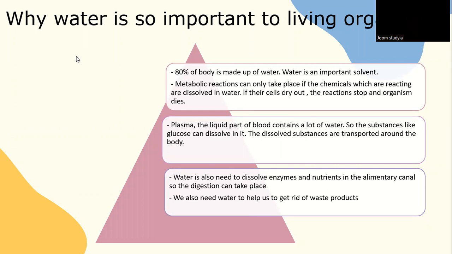Other than that, why is water important? Because plasma, the liquid part of the blood, contains a lot of water. So substances like glucose can dissolve in it, and the dissolved substances are transported around the body. On top of that, water is also needed to dissolve enzymes and nutrients in the alimentary canal so that digestion can take place. We also need water to help us get rid of waste products.